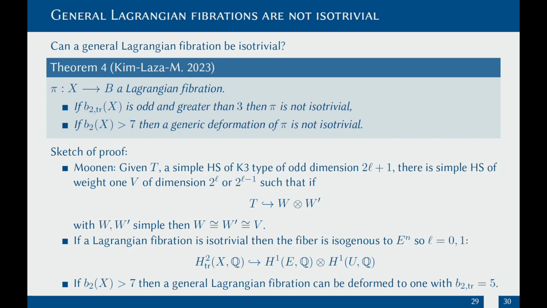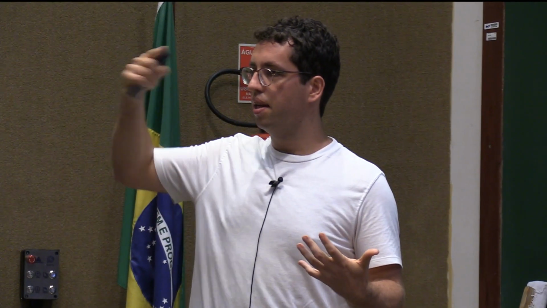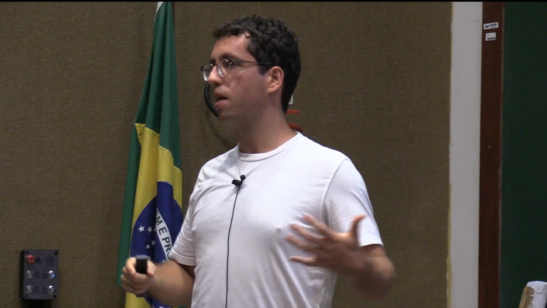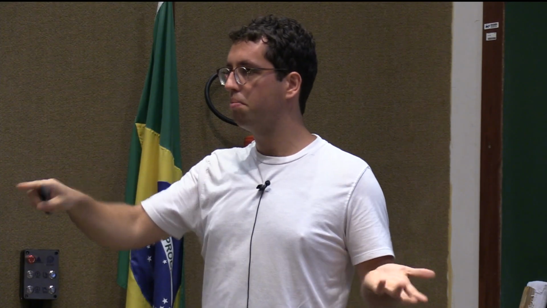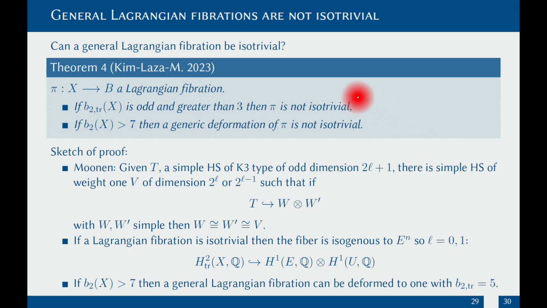So what that tells you is if you have a transcendental Hodge structure that has, for instance, dimension 5, then the simple Kuga-Satake factor is going to have dimension at least 2. So there's no way that your fiber could be isogenous to a power of an elliptic curve, because that elliptic curve would have to be a factor of that simple Kuga-Satake partner. And that can't be, because an elliptic curve cannot be a factor of a simple abelian surface. And on the other hand, if b2 is bigger than 7, then you can always deform that general Lagrangian fibration to one that has transcendental b2 equal to 5, and then this one is not isotrivial by this same statement.